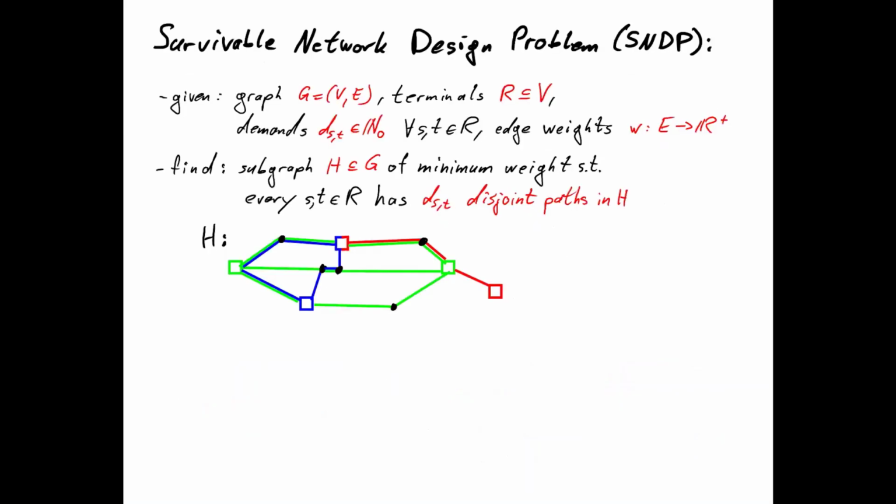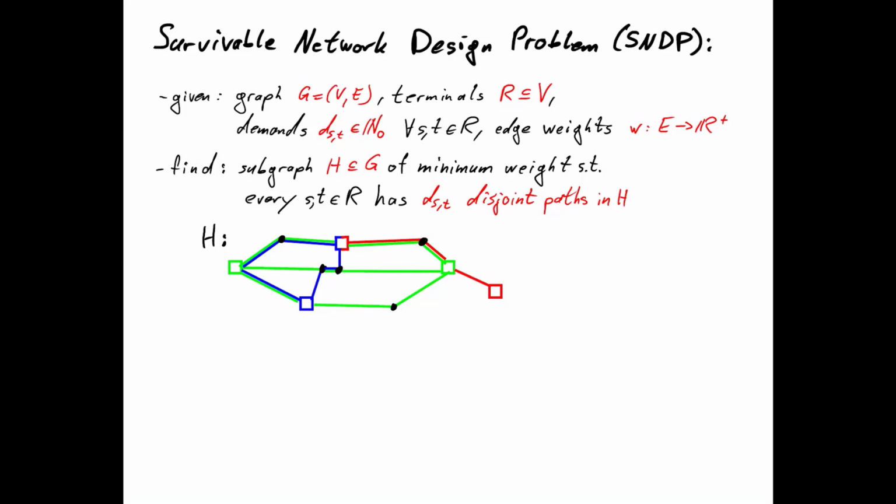What are we actually talking about? So survivable network design is the following problem. We're given an edge-weighted graph, and it comes with a special set of vertices called terminals. And then we have demands between the terminal pairs, like integer demands. And now we want to find a subgraph of minimum weight such that between any terminal pair, we have disjoint paths, and the number of disjoint paths should be at least the demand between those terminals.